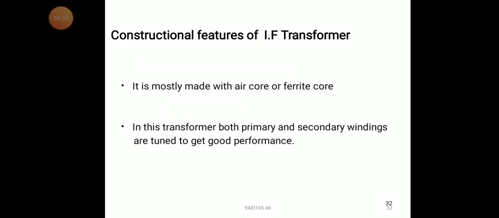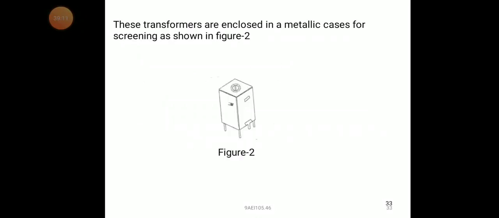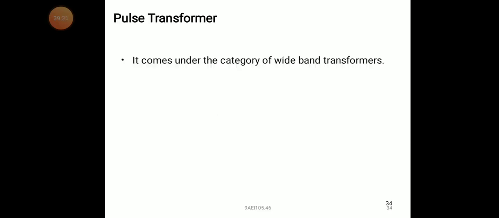It is mostly made with an air core or ferrite core. In this transformer, both primary and secondary windings are tuned to get good performance. These intermediate frequency transformers are enclosed in metallic cases for screening, as shown in the figure.